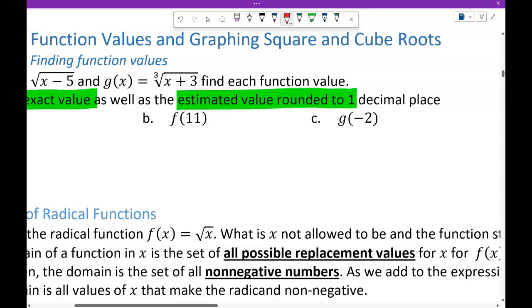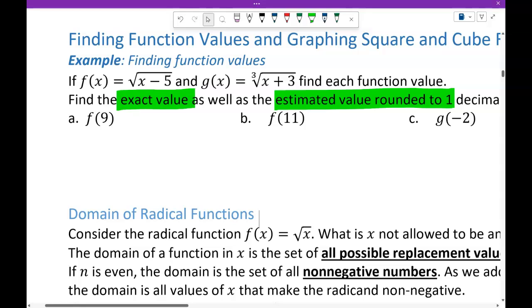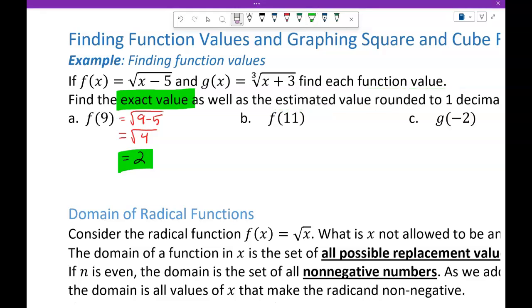Now notice it says we want to find the exact value as well as an estimated rounded value. So we're going to provide both. If we end up with a perfect square or cube, the exact value will be completely simplified and there's no need to round it. But if it's not a perfect square, we can identify the rounded value. So for f of 9, we'll go ahead and substitute 9 in for x in our equation. 9 minus 5 is 4, and we can take the square root of 4, and that's already completely simplified, so there's no need to find a rounded value.